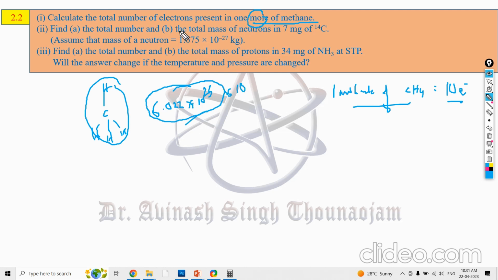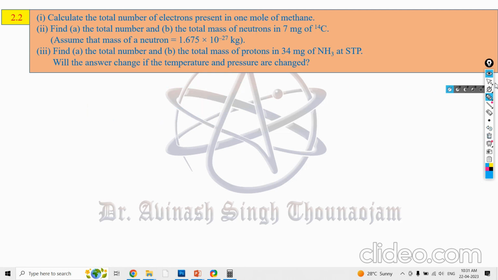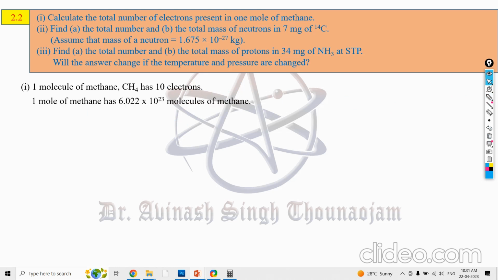So the answer to the first question, I think I have solved it also. So 1 molecule of methane has 10 electrons. So 1 mole of methane has these many molecules of methane. So 1 mole of methane will have 10 times Avogadro number of electrons, which is 6.022 into 10 raised to 24 electrons. Okay, now the next question.